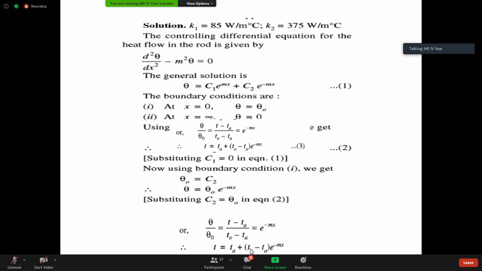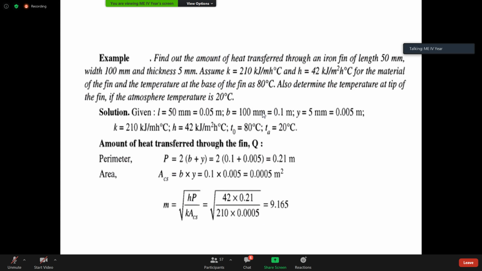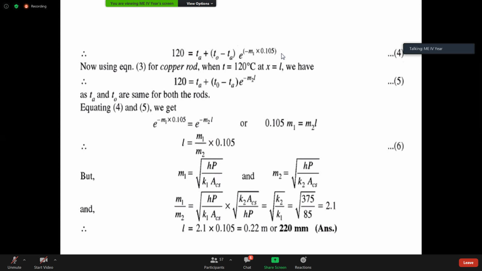Base temperature is something, let us say T0 minus T infinity. Base temperature is not given. E power minus mx. Right? This m will change, x will change, because thermal conductivity changes, m is equal to root over hp by k. X is the distance we are supposed to calculate. Right? For that reason, I am coming here.